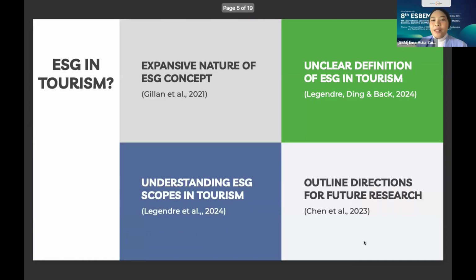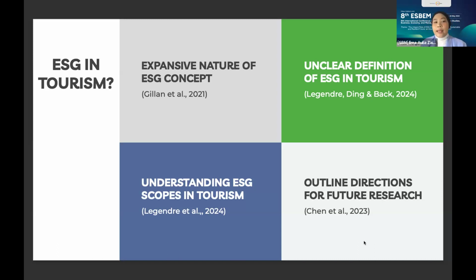Okay, next please. So why should we care about understanding ESG in tourism? The expansive nature of the ESG concept, which encompasses a broad range of sustainability and also ethical considerations, makes it crucial in tourism for promoting responsible practices, enhancing community benefits, and also ensuring long-term environmental preservation. However, it is also argued that there is still an unclear definition of ESG in tourism. Meanwhile, of course, it is important for tourism research as it underscores the need for precise frameworks to guide sustainable and also ethical practices within the industry.